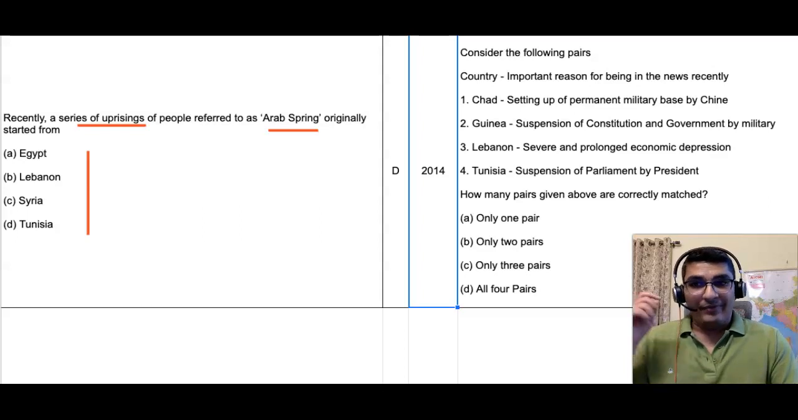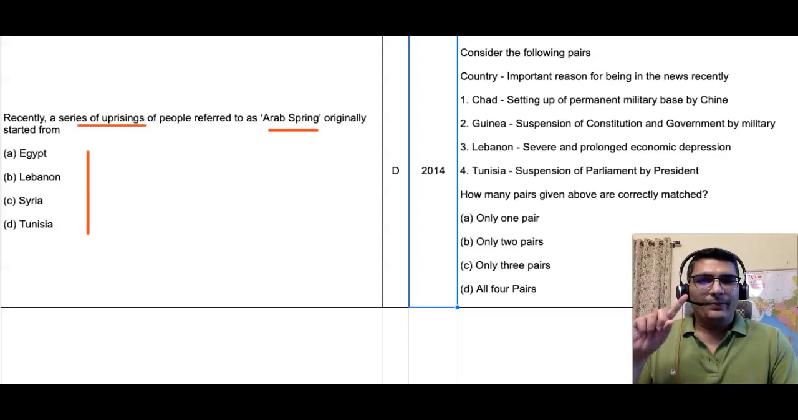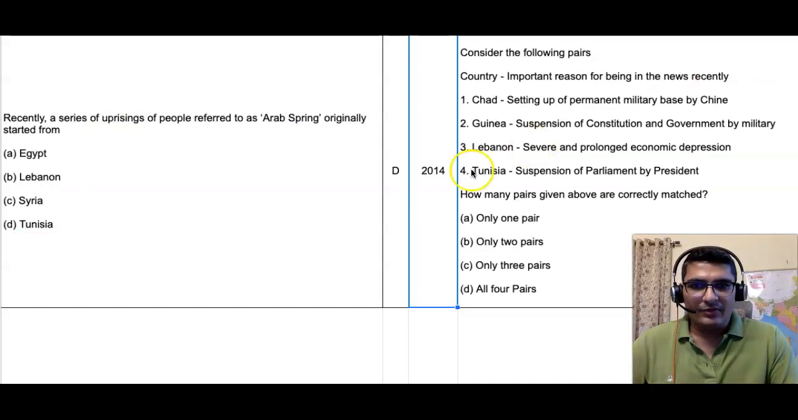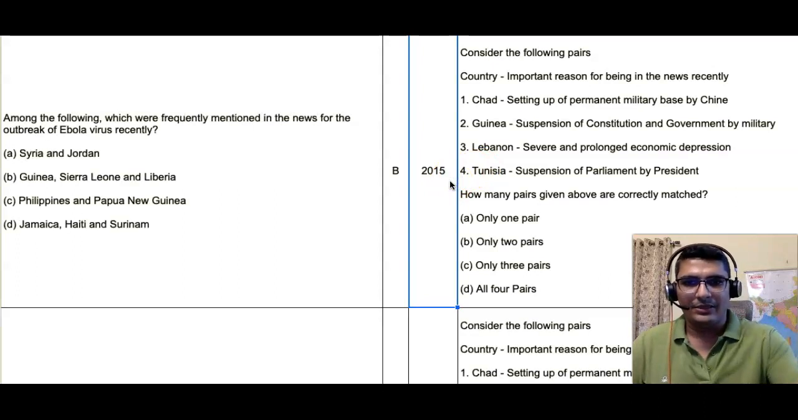So if you want to look at the countries that were repeated in the 2022 question, look at the third entry, Lebanon, right? In the 2014 question, see, Lebanon is there, right? In 2022, we have the 4th entry, Tunisia. In the same question of 2014, we have Tunisia, right? Let us see the other PYQ of 2015, what countries that one is mentioning.